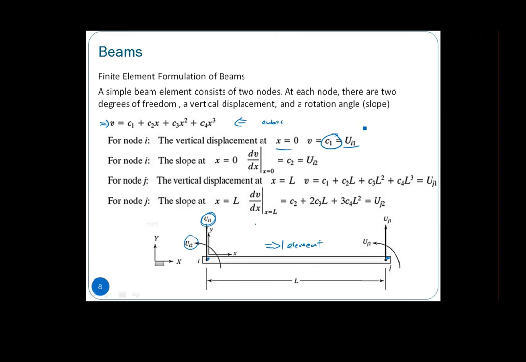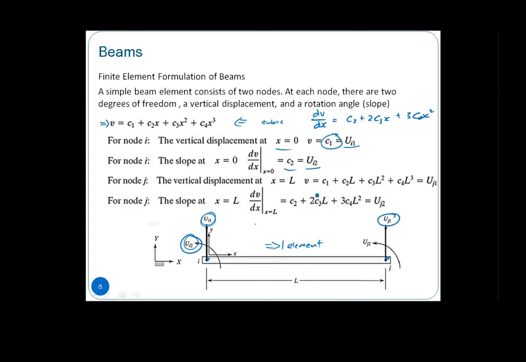The second one is also at node I. When x equals 0, the slope is equal to ui2. So we find that dv/dx is equal to c2 plus 2c3x plus 3c4x squared. Again, our c2 here is ui2. Then we have node j. The third boundary is at node j: when x equals l, our v equals uj1, the vertical displacement.